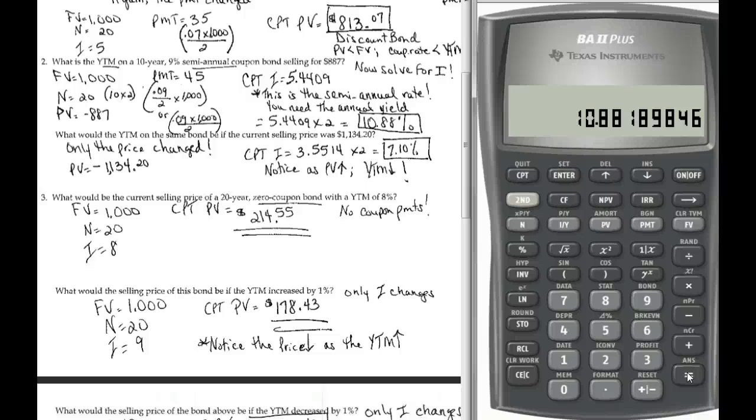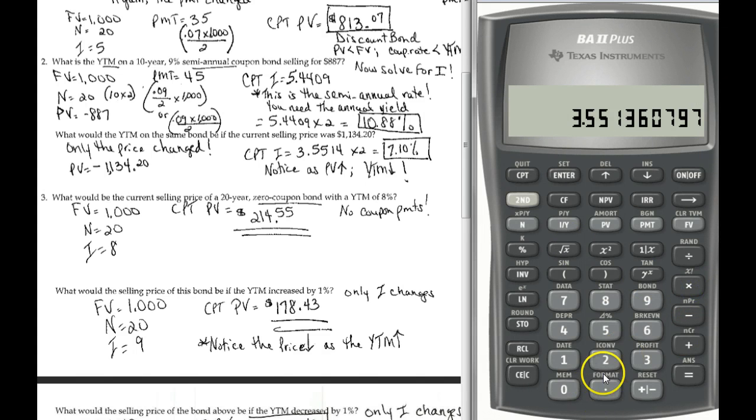The second part of the question, I ask you, what would the yield to maturity on that same bond be if the current selling price was more? If it was $1134.20, only the price changes. Everything else stays the same. $1,134.20. That's a cash outflow, so that's our negative for the investor. Plug that in as your present value, compute your I, and you should get 3.55136, etc., or just round to 3.5514.